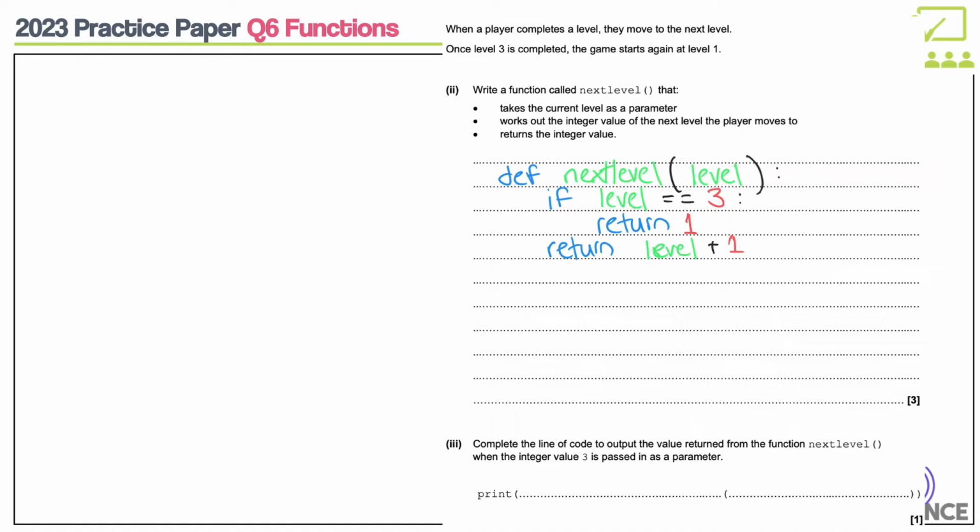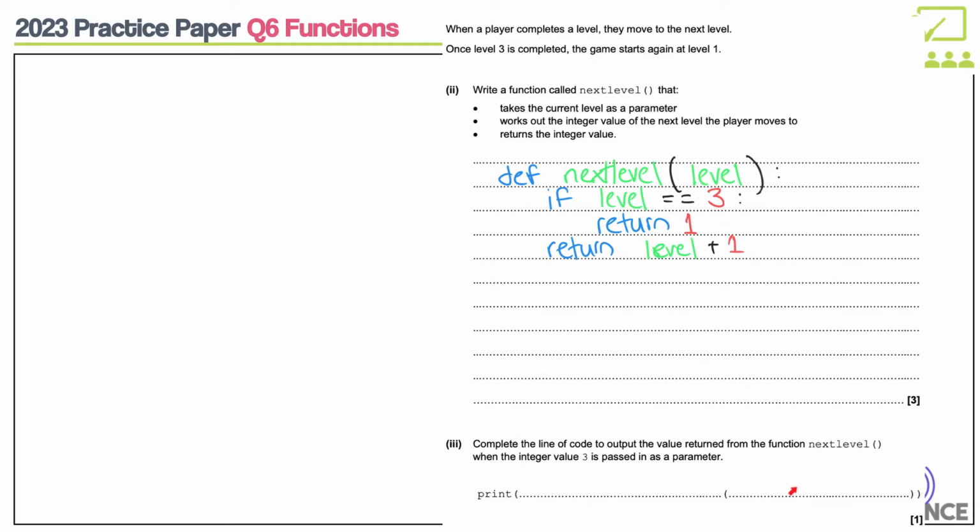Happy? Awesome. Okay, now there's 2 parts to functions, aren't there, really? There's defining the function, and then there's calling it from somewhere else. Now, calling it is no big deal. You do it all the time. Every time you call input or print, you're calling a function that exists. In this case, it's saying, complete the line of code to output the value returned for the function next level. So you're going to call next level, and I'm going to pass it a 3, passed in as a parameter. So what is the name of the function I'm calling?